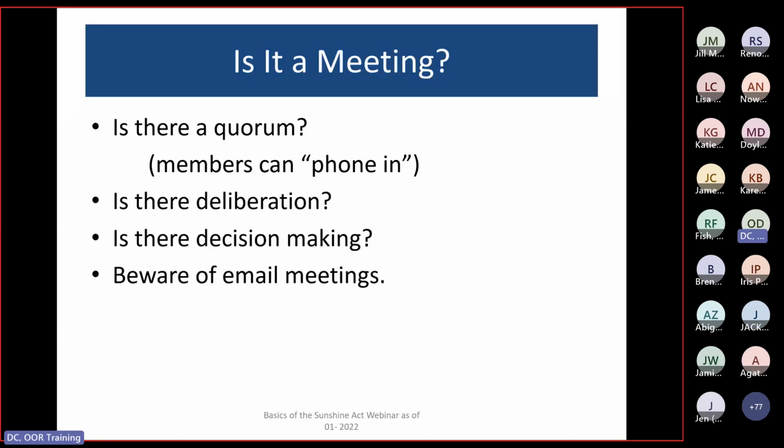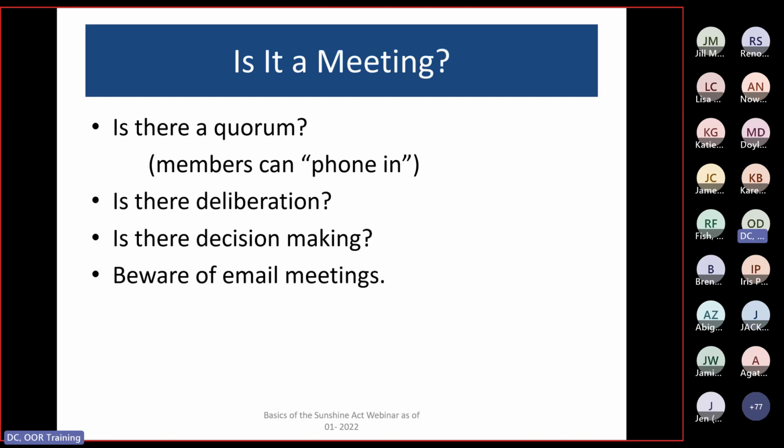And we need to answer the question, is it a meeting? Oftentimes we'll get a phone call: "Hey, I saw three of my township supervisors down at the restaurant having breakfast the other morning. That's illegal, isn't it?" Well, no, it's not. It depends on what they're talking about while they're eating breakfast. First thing we have to answer is, is there a quorum of the committee, or let's just raise it to the level of elected officials. Is there a quorum of elected officials? That's the first question we have to answer.